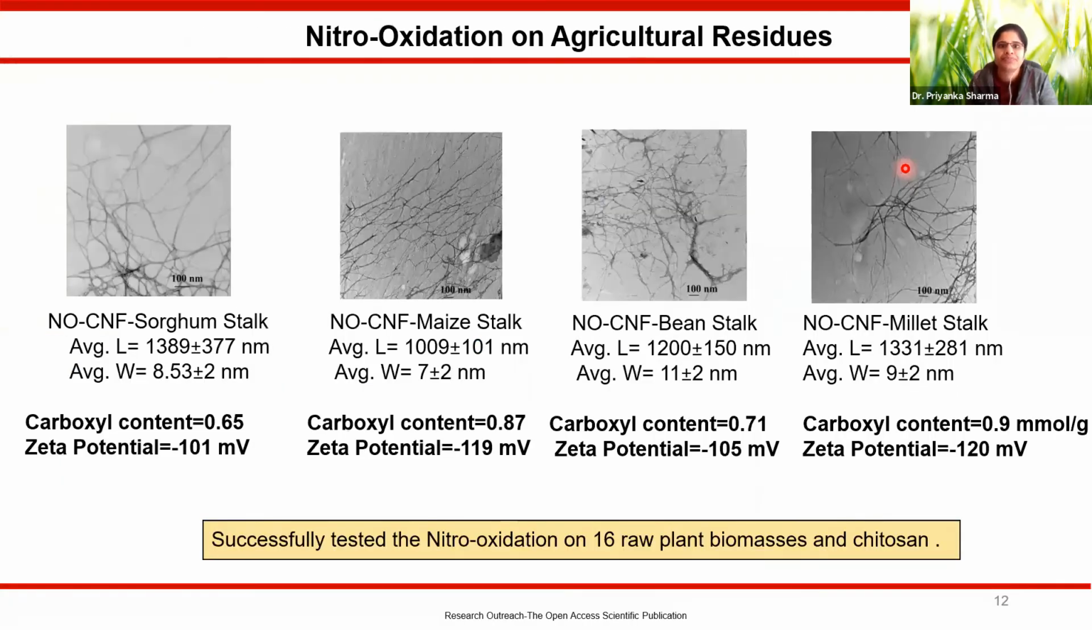These are a few examples where we extracted nanocellulose fibers from different agricultural residues. You can see these are the fibers from sorghum stalk, maize stalk, bean stalk, and millet stalk.